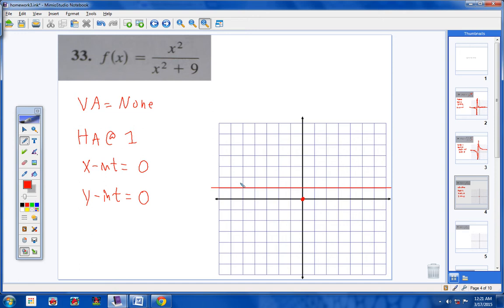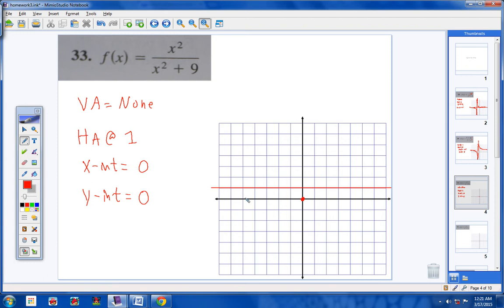So go ahead and type in x squared divided by, and then parentheses around, x squared plus 9. Okay, now go to your table. I would encourage you just to use your table and go from -5 to +5 and see if that gives you a good idea of what the graph is. Like -5, 1, 2, 3.